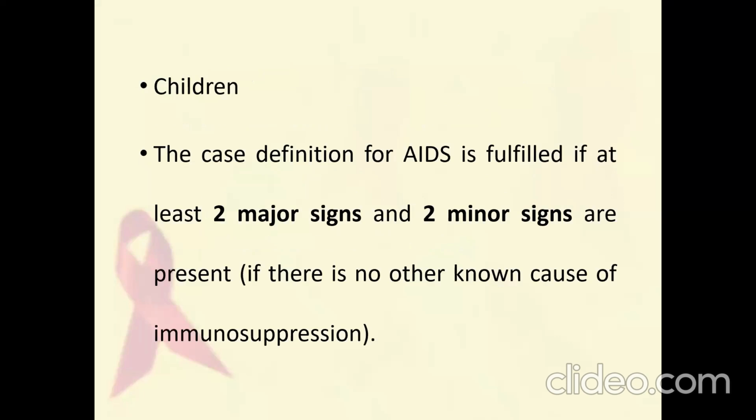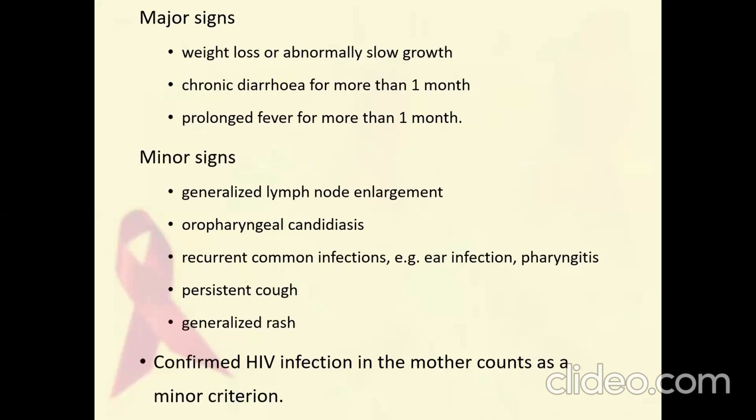In children, the case definition of AIDS is fulfilled if at least two major signs and two minor signs are present, and if there is no other known cause of immunosuppression. Major signs are weight loss or abnormally slow growth, chronic diarrhea for more than 1 month, and prolonged fever for more than 1 month. Minor signs are generalized lymph node enlargement, oropharyngeal candidiasis, recurrent common infections, for example, ear infection, pharyngitis, persistent cough, generalized rash, and confirmed HIV infection in the mother counts as a minor criterion.